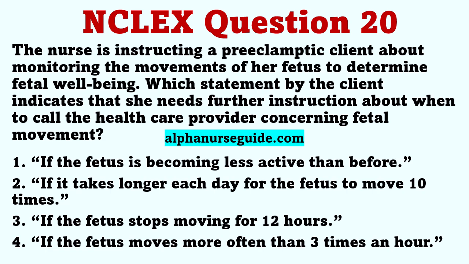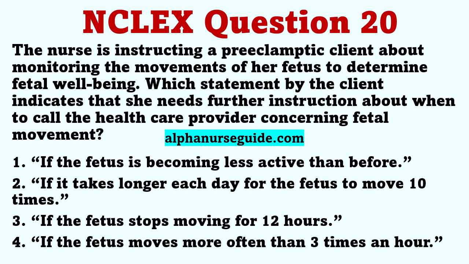The correct answer is 4. The fetus is considered well if it moves more often than 3 times in 1 hour. Daily fetal movement counting is part of all high-risk assessments and is a non-invasive, inexpensive method of monitoring fetal well-being. The healthcare provider should be notified if there's a gradual slowing over time of fetal activity, if each day it takes longer for the fetus to move a minimum of 10 times, or the fetus stops moving for 12 hours or longer.